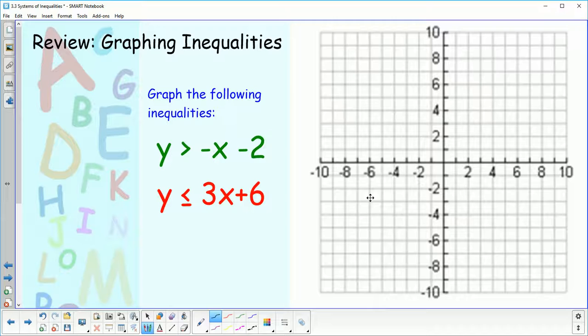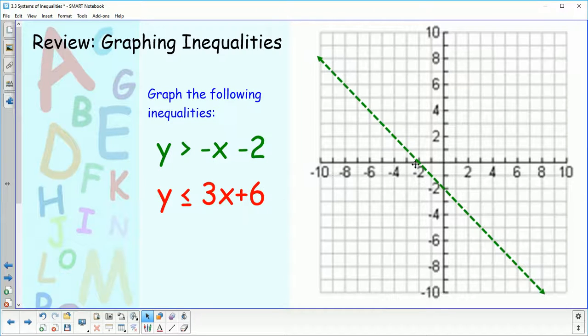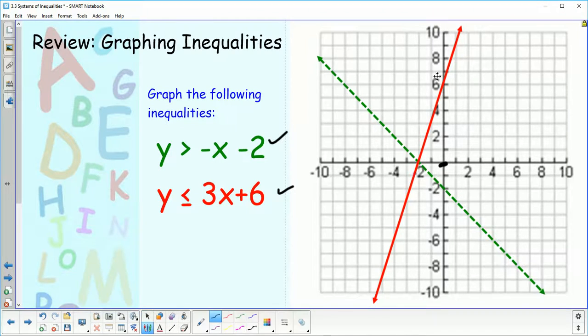Going back to that first example we did, remember we had that dotted line going in green here, and that solid line going through 6, 3, 6. We did the test point 0, 0. That was true for both of these inequalities like we showed. And so we had this whole region shaded in green and this whole region shaded in red. The solution is where that green and that red overlapped.